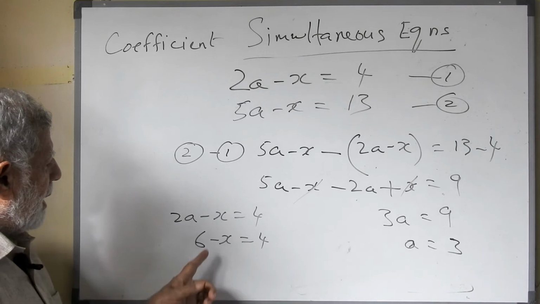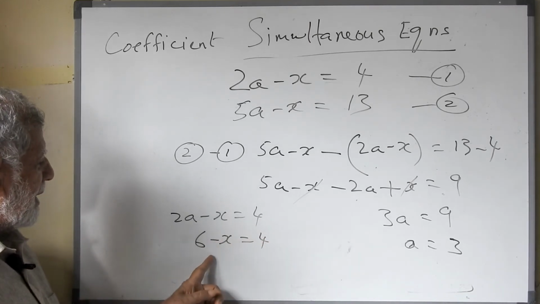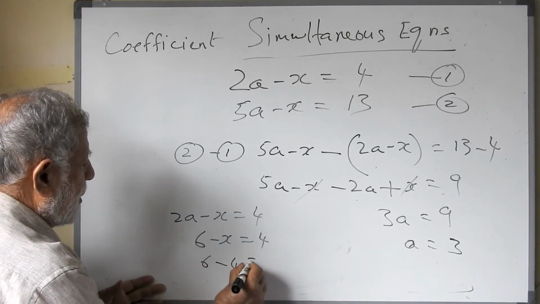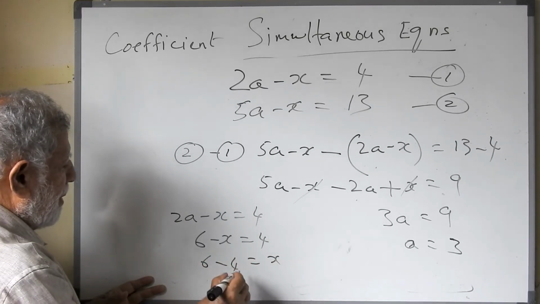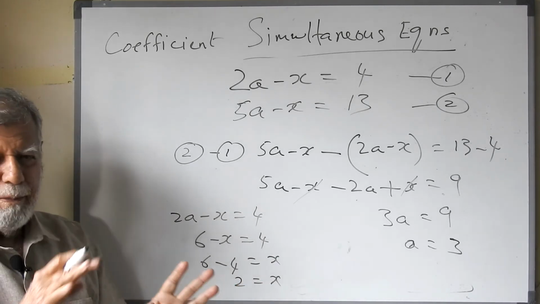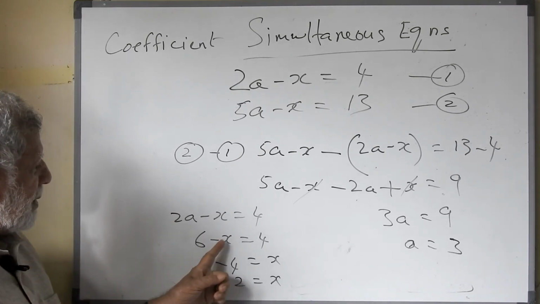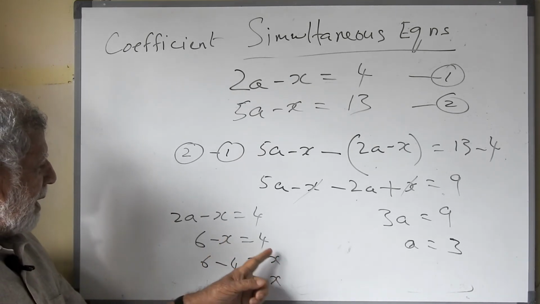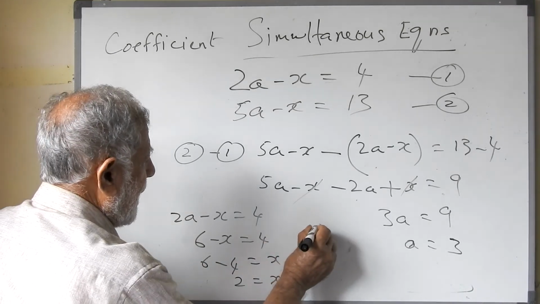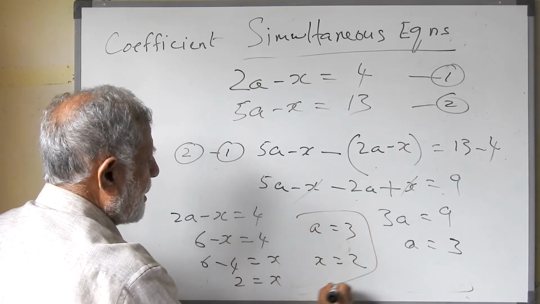Now what we can do is take the x onto that side, because it is minus x here, and bring the number onto this side. Immediately you get the answer. So 6 minus 4 is equal to x. 6 minus 4, 2 is equal to x. So x is equal to 2. We manipulate in such a way that we get the answer in the correct form. So bring the minus x onto that side, then it will be plus x. Bring the 4 onto this side. So the final answer will be a is equal to 3 and x is equal to 2, and box the answer.